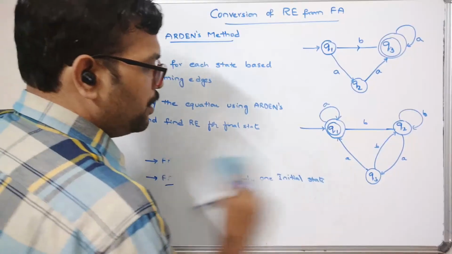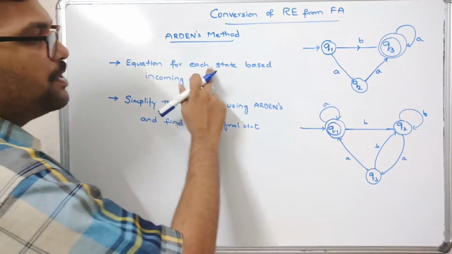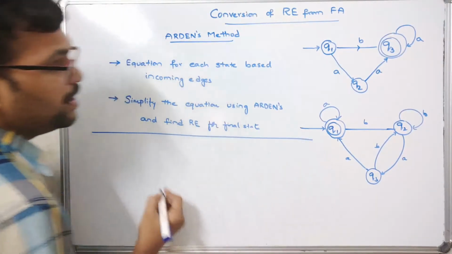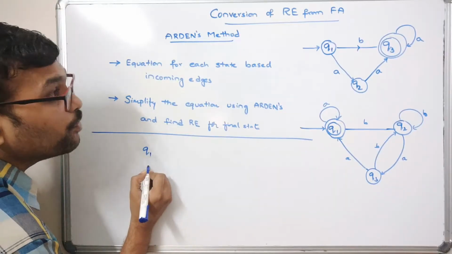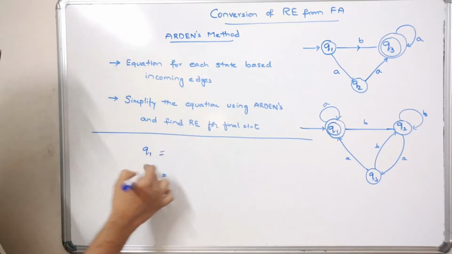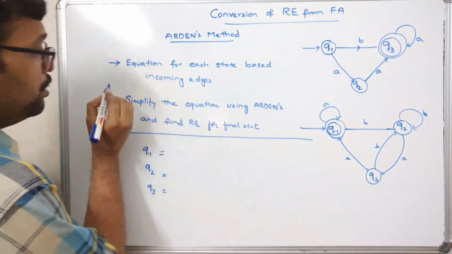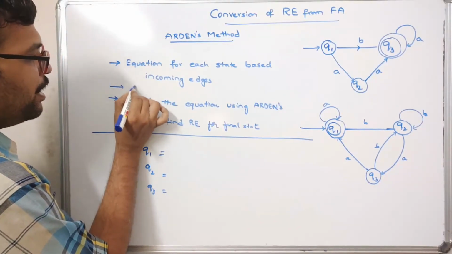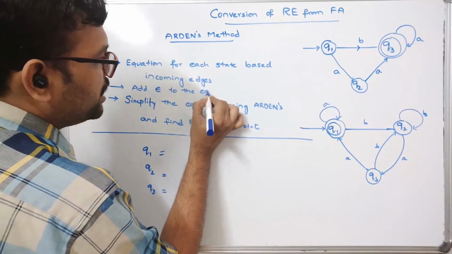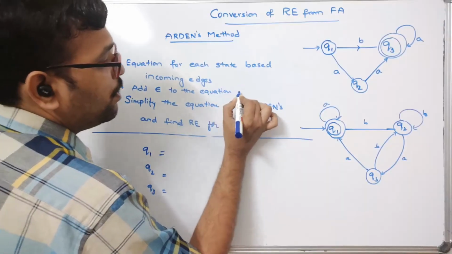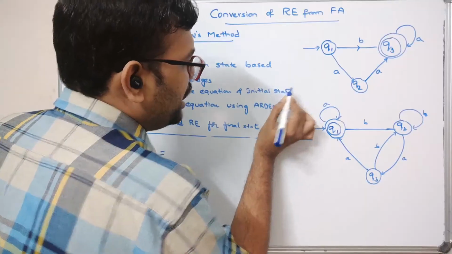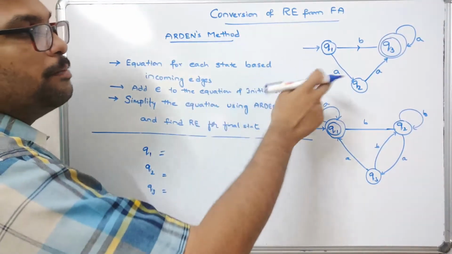Now what we have to do? First write down the equation for each state based on the incoming edges. So I will write the equations here itself. I have to write the equation for Q1, Q2 and Q3, for each and every state, based upon the incoming edges. And also one thing I just forgot: add epsilon to the equation of the initial state. So if it is an initial state, then we need to add the epsilon.